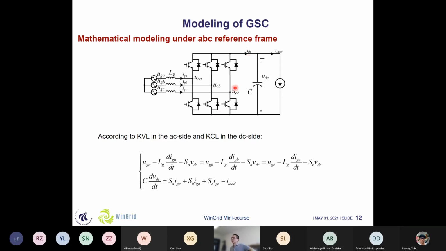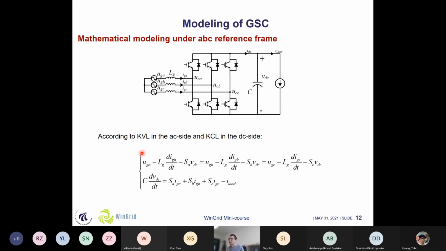So here, we introduce the concept of the switching function, that means this S is defined such that if this upper switch is on, then S will become 1, and if this lower switch is on, then S will become 0. By defining this switching function, we can easily know the output of this inverter voltage in terms of this DC link voltage.